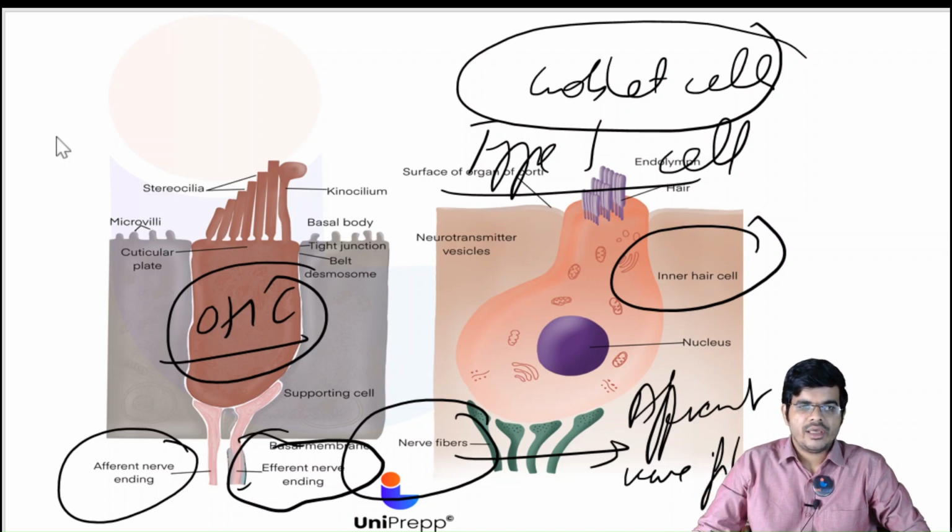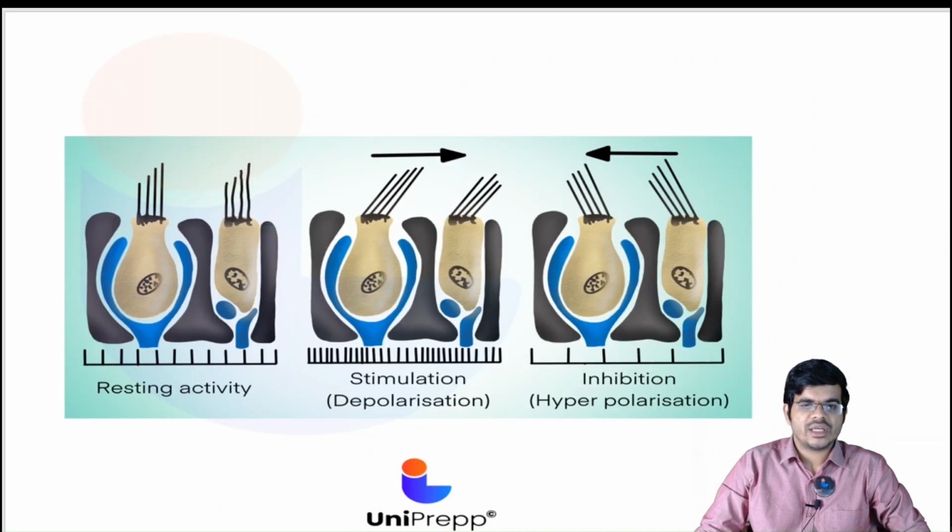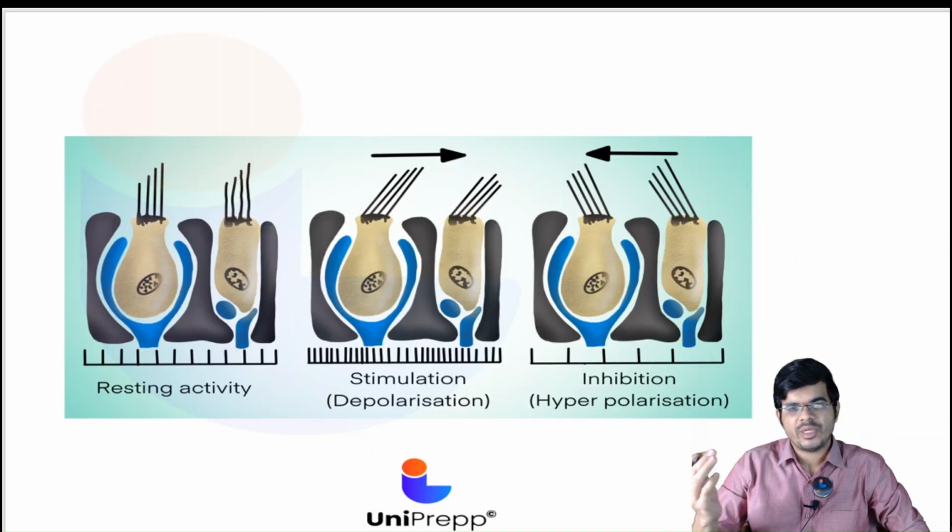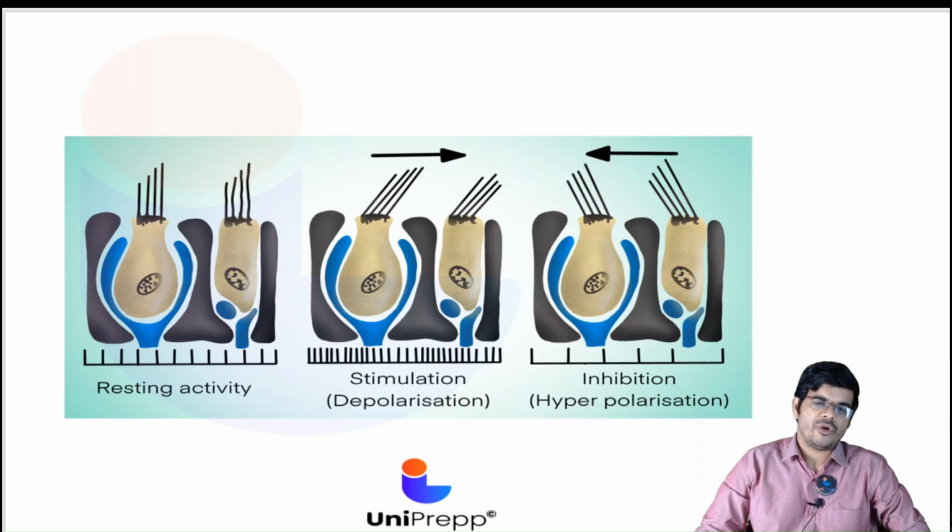Here you have the stereocilium and the kinocilium. Now when the stereocilia move towards the kinocilium, there is depolarization. When they move away, there is hyperpolarization.